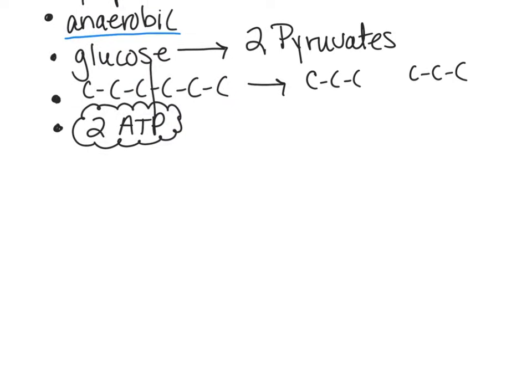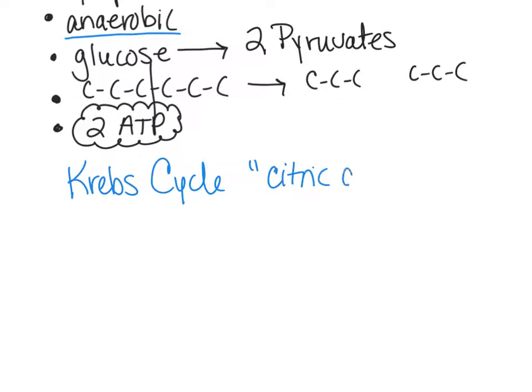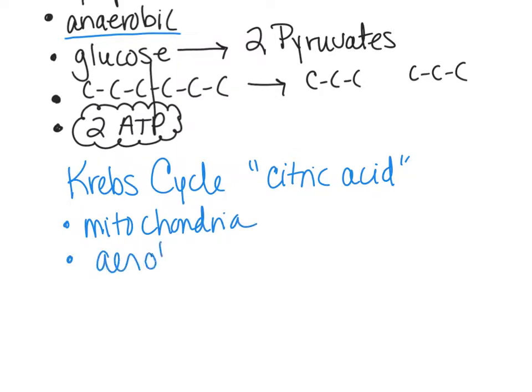The next part we refer to as the Krebs cycle. Don't put an apostrophe S. I found out the hard way. It can also be called the citric acid cycle because that's actually what it's making. And so now this is going to be happening in the mitochondria. And this one is aerobic, so it needs to happen in the presence of oxygen. If there's no oxygen present, Krebs cycle does not happen.